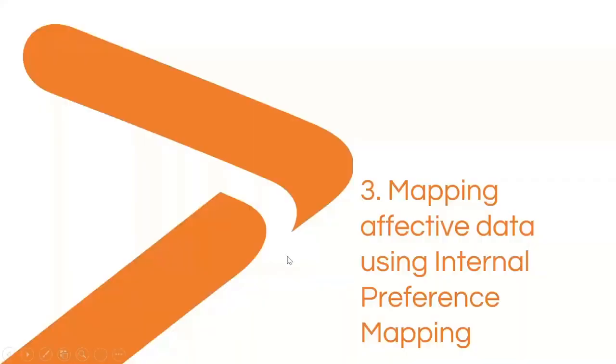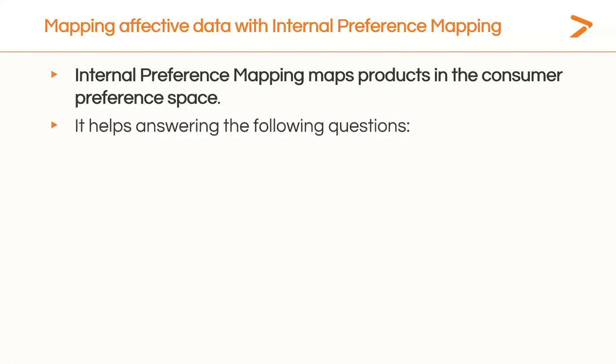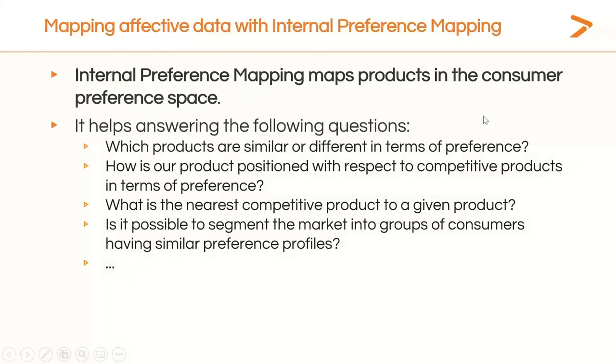Let me start with internal preference mapping. Its purpose is to map affective data using scores such as the scores we've just seen. So internal preference mapping maps products in the consumer preference space. Among the questions we'll be able to answer: which products are similar or different in terms of preference? How is our own product positioned with respect to competitive products in terms of preference, not in terms of sensory attributes? What is the nearest competitive product to a given product? And is it possible to segment the market into groups of consumers having similar preference profiles? And so on.